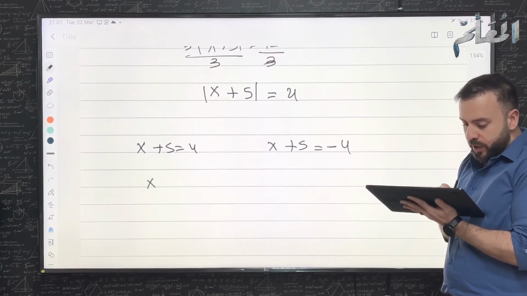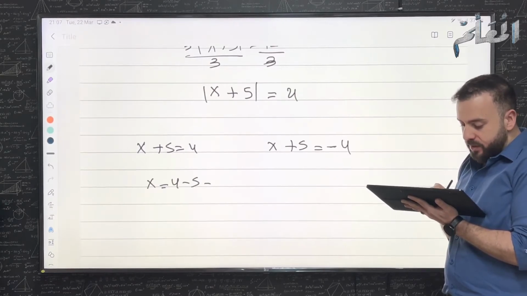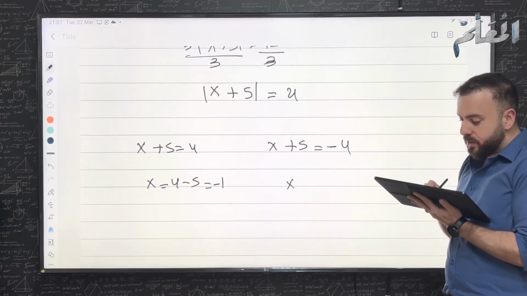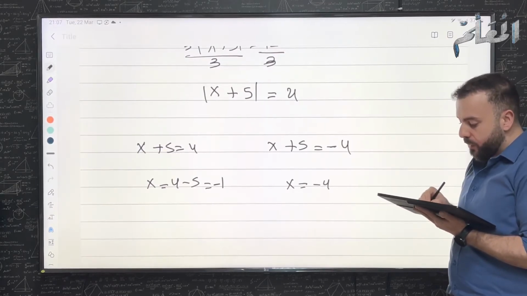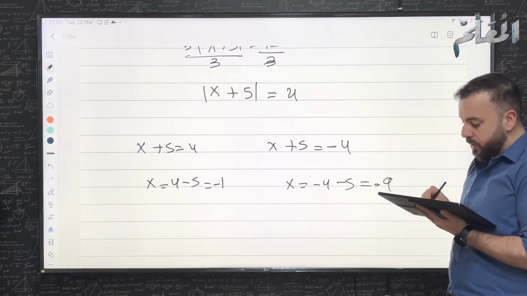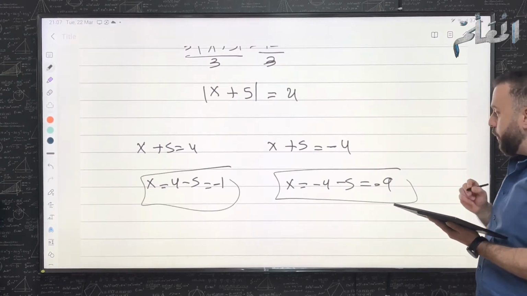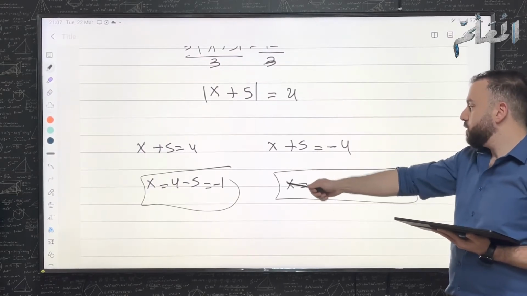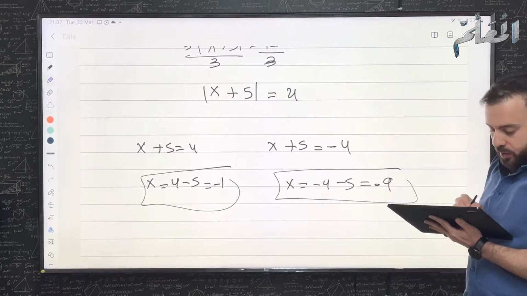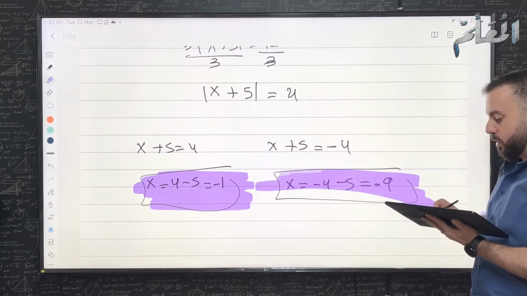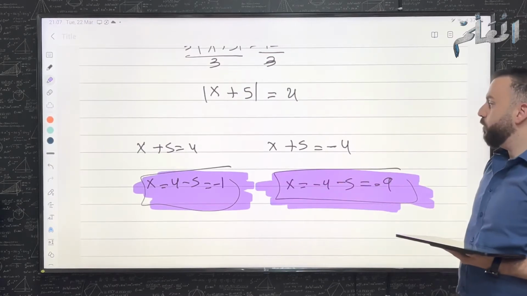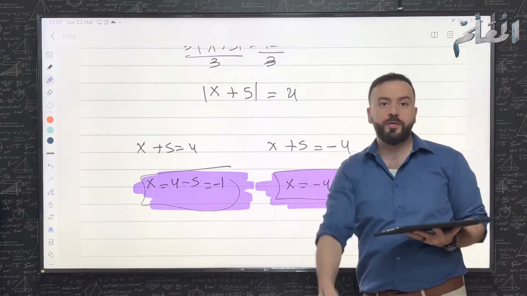So the first solution, x is equal to 4 minus 5, and that's equal to negative 1. The second solution, x is equal to negative 4 minus 5, which is equal to negative 9. Now those are the solutions for x, which is x is equal to negative 1 and x is equal to negative 9.